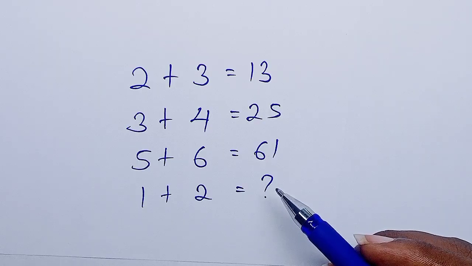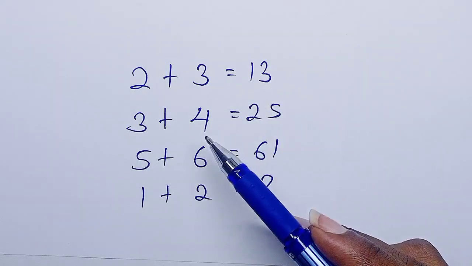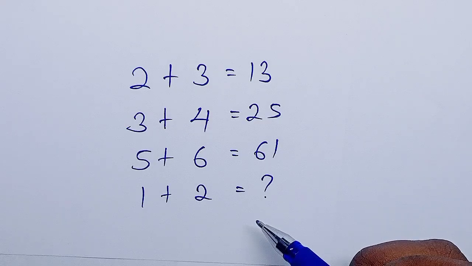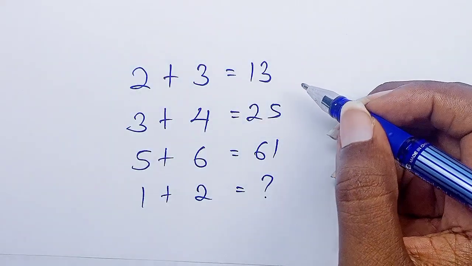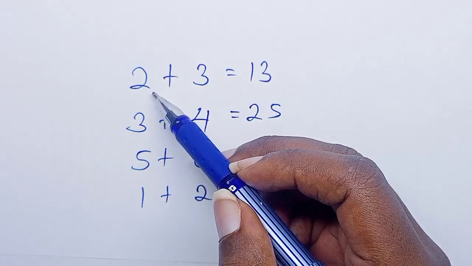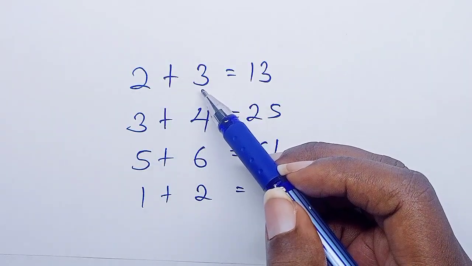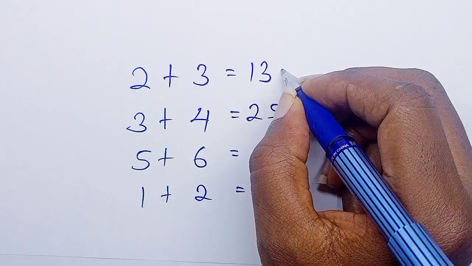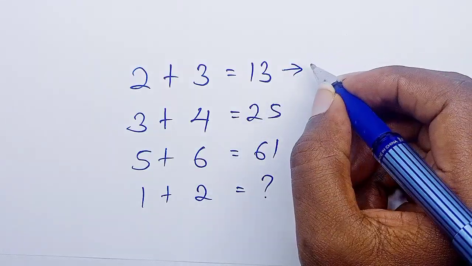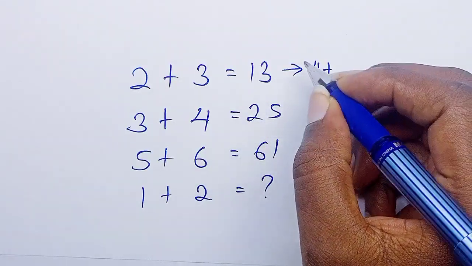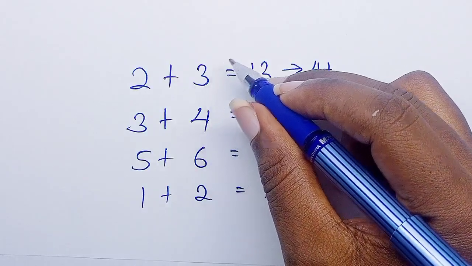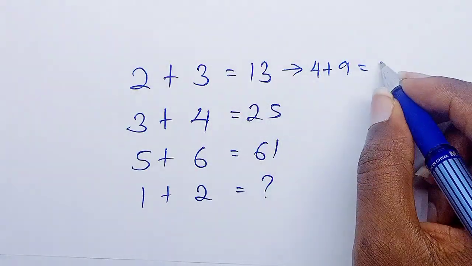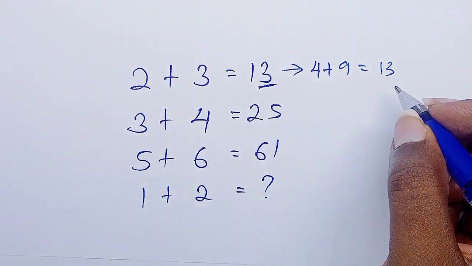So we have 2 plus 3 is 13, 3 plus 4 is 25, 5 plus 6 is 61. What is 1 plus 2? So what we're going to do here is square the first number and also square the second number and add the results together. So this will be 2 squared, which is 4, plus 3 squared, which is 3 times 3, which is 9. So 9 plus 4 gives us 13, which is this value here.